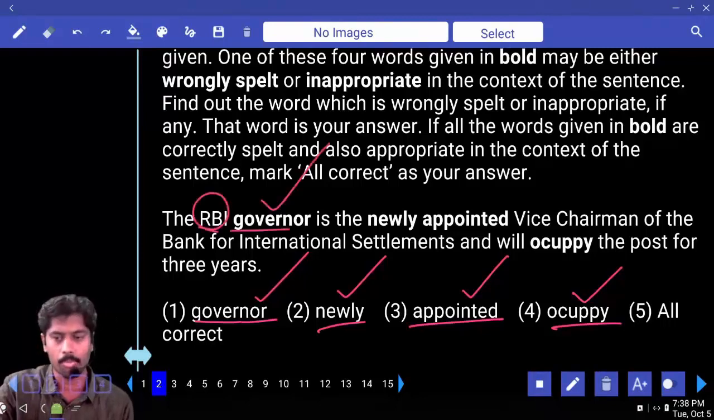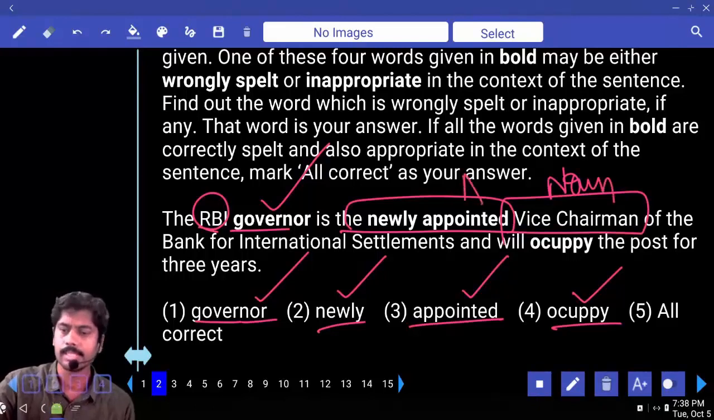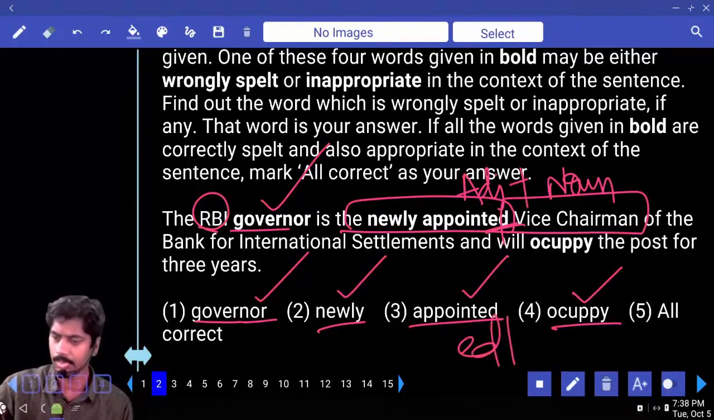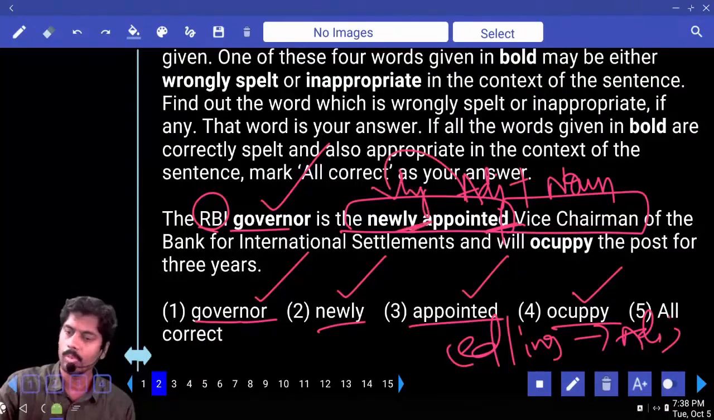He is the newly appointed. Is it correct? Newly appointed vice chairman. Vice chairman is a noun. The noun's partner is an adjective. EDs and INGs can be adjectives sometimes. What is the partner of an adjective? The partner of an adjective is an adverb. So ly is there, adjective is there, noun, perfect combination.